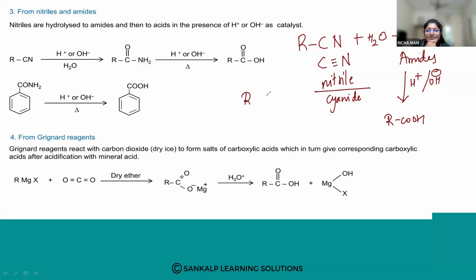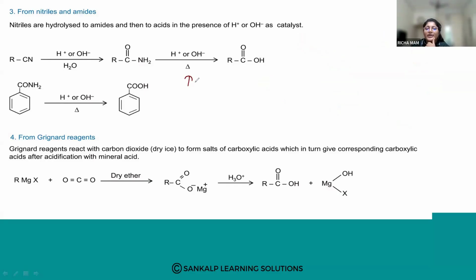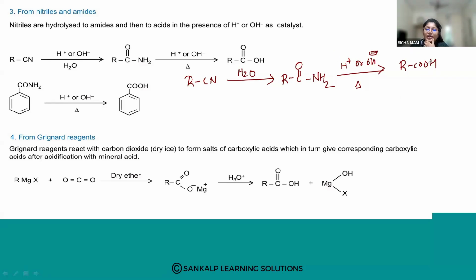Amide is nothing but C double bond O NH2. I'll write the steps again. This is a cyanide, and in the presence of water we undergo hydrolysis, so I'm going to get the amide, C double bond O NH2. Then further, in the presence of H plus or OH minus, we heat it and get RCOOH and NH3, ammonia. So nitriles are hydrolyzed to amides and then to acids. These are the steps where we are hydrolyzing the nitriles.